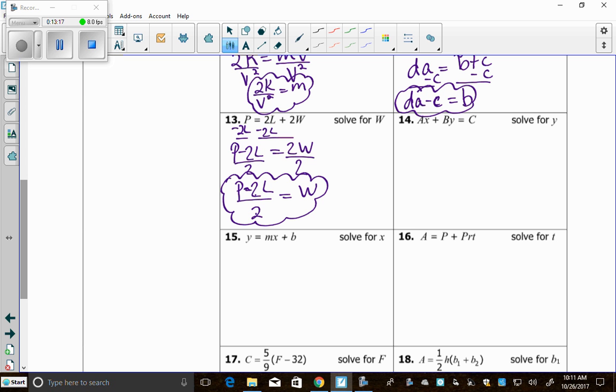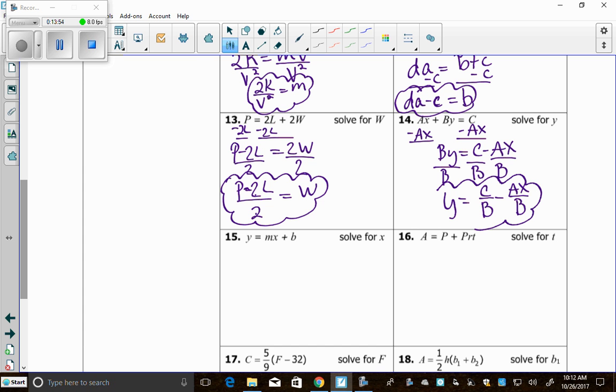Okay, to get the by term by itself, I'm first going to subtract ax from each side. I have by equals c minus ax. Or you could have said negative ax plus c. Now, the b is being multiplied by the y. I need the y alone, so I'm going to divide every term by b. Now, notice in the last problem, I just did it with one step, and here I did it with 2. I wanted you to see that it does not matter which way you do it. So here I have y equals c over b minus ax over b.